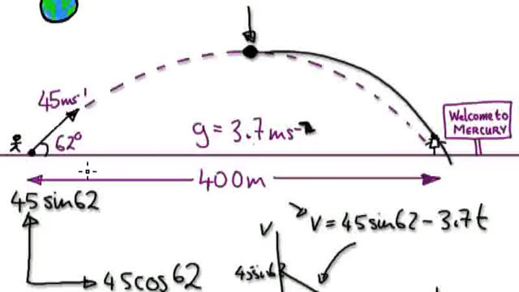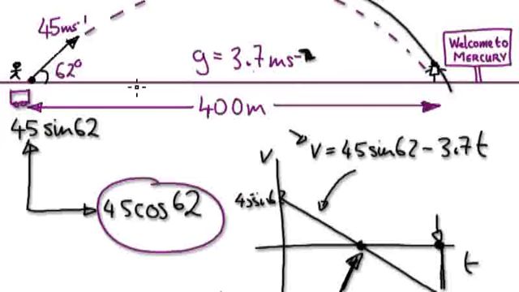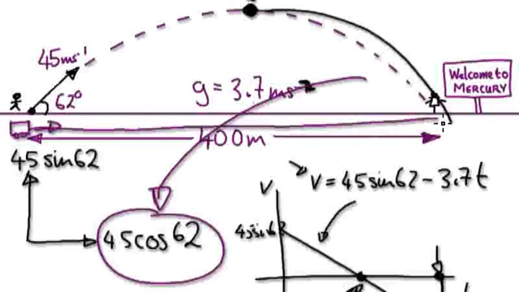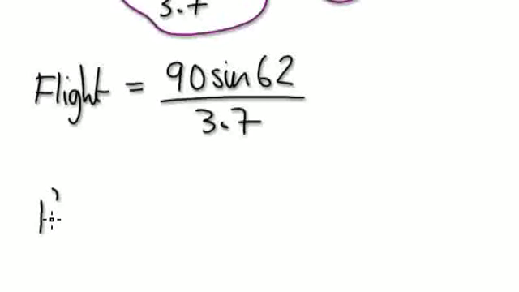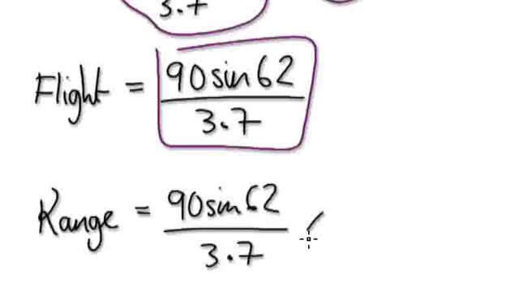Now that we've got the total flight time, imagine you and your dad sitting in a car now, traveling at this speed here, 45 cos 62. So you would then get the total flight time and then times it by the speed of the car. Okay, so that would tell you the range of this cannonball. So range equals this thing here, which is 90 sine 62 over 3.7 times the speed of the car.